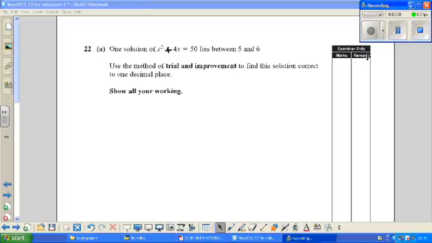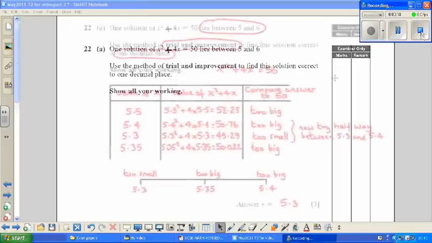Okay, here's question 22A. It's a trial and improvement question, so have a go at that. Switch off the video and we'll go through the solution in a few minutes.